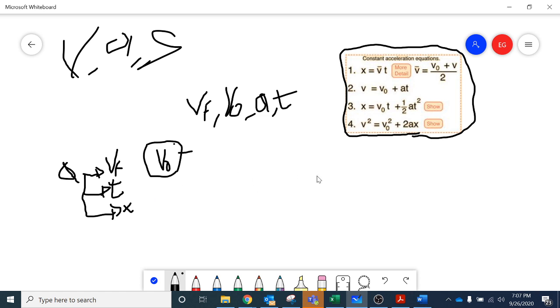Let's talk about free falling objects as well. So what is the acceleration due to gravity of something falling? It's going to be 9.8 meters per second squared, right? What if this object is in a vacuum? What is its acceleration due to gravity? 9.8.